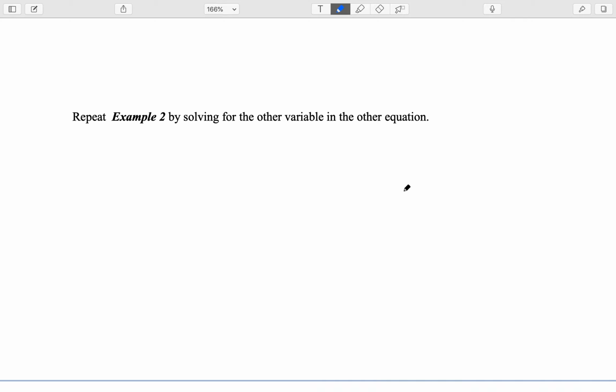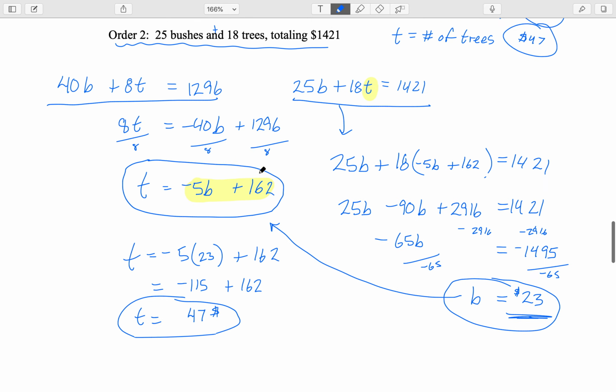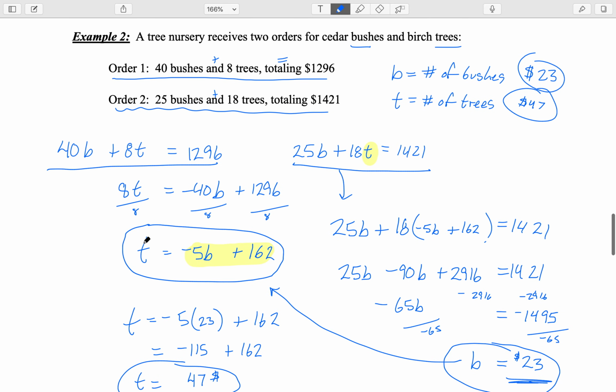Okay, let's do one last try. It says, let's do example 2 by solving for the other variable in the other equation. Remember, we solved for t in the first equation. So let's go to this one and let's solve for b. Oh, that's going to be way harder.